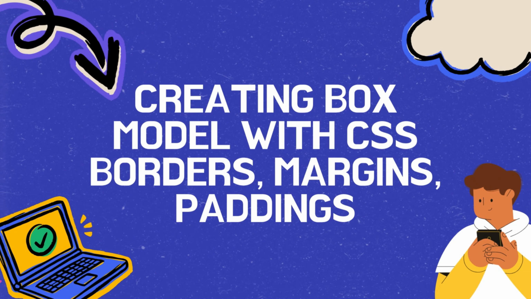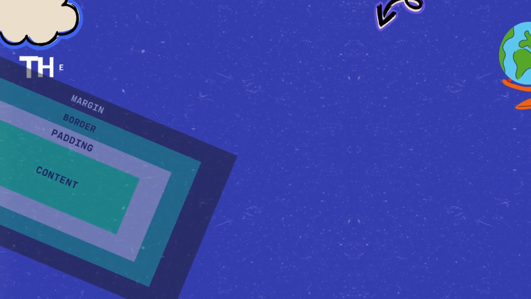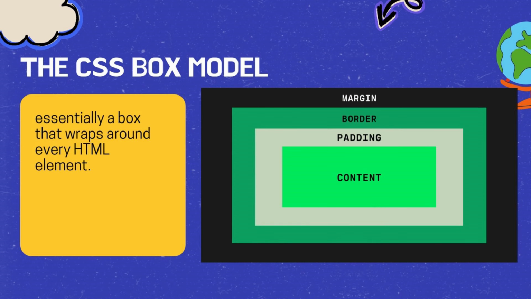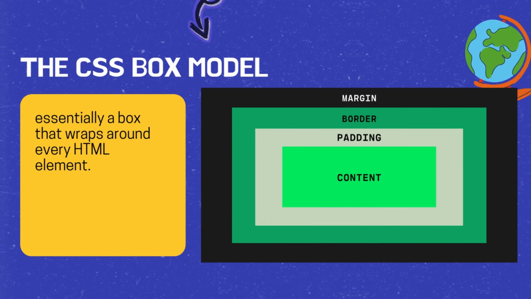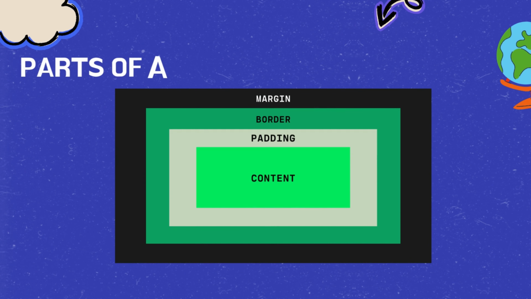Creating box model with CSS borders, margins, and paddings. The CSS box model is essentially a box that wraps around every HTML element. The CSS box model has 4 parts, which are the content, padding, border, and the margin.